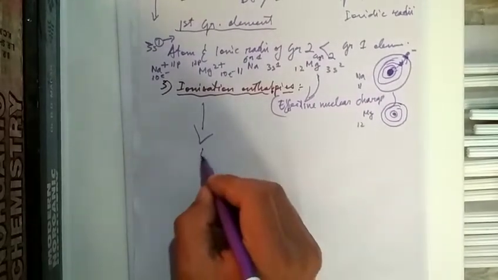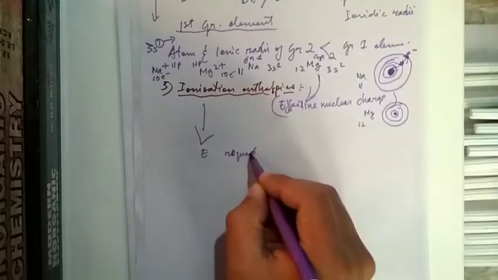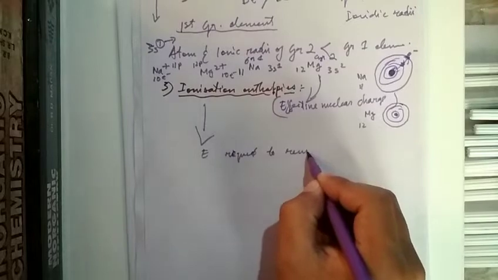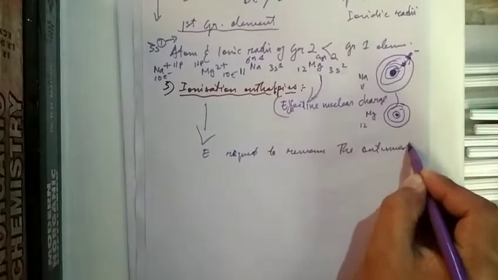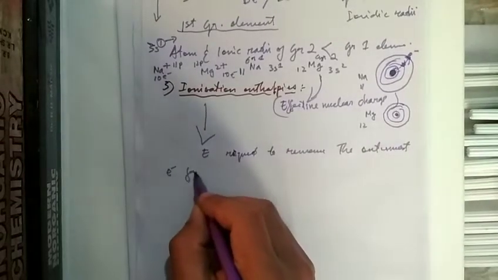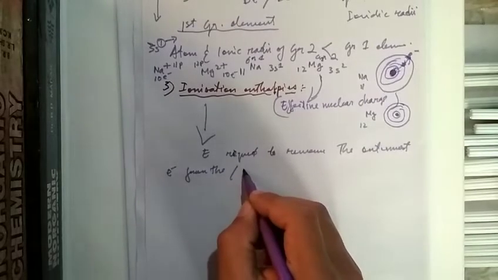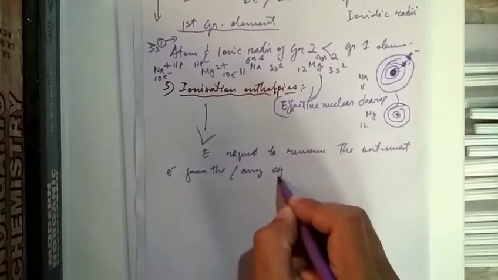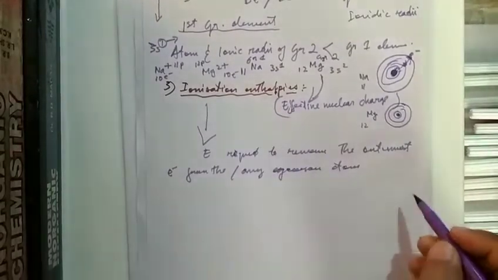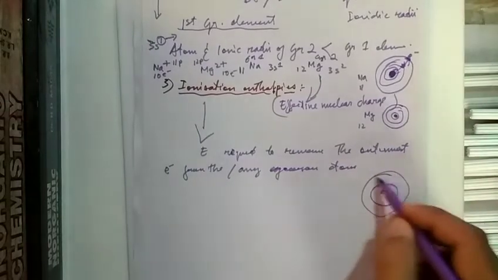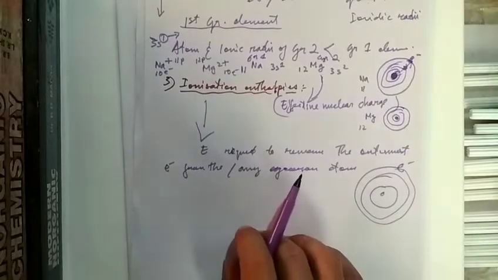Ionization enthalpy means the energy required. I'm writing in short form: energy required to remove the outermost electron from any gaseous atom. So the energy to remove this outermost electron.